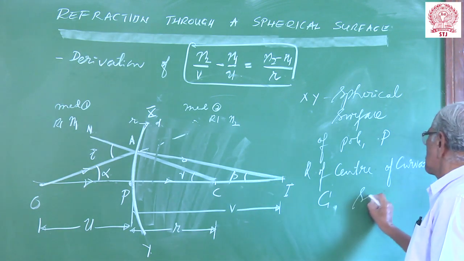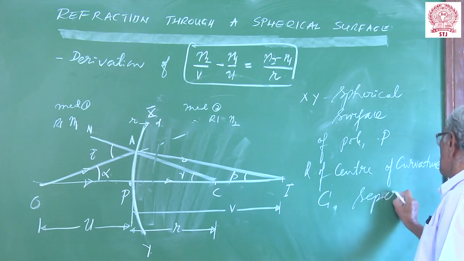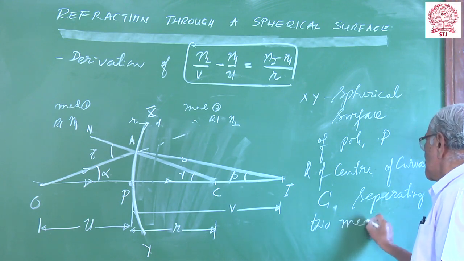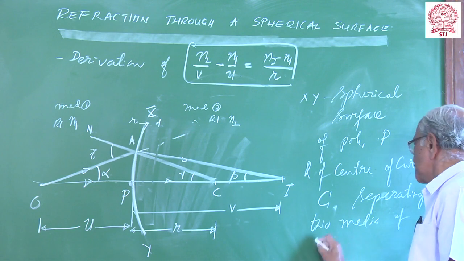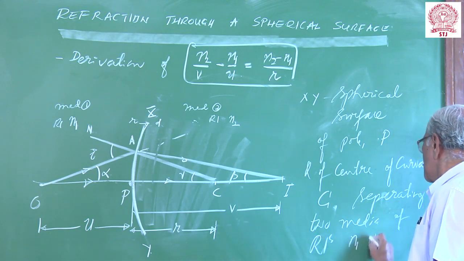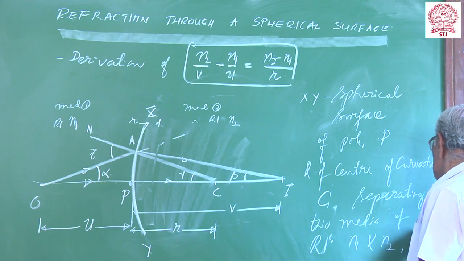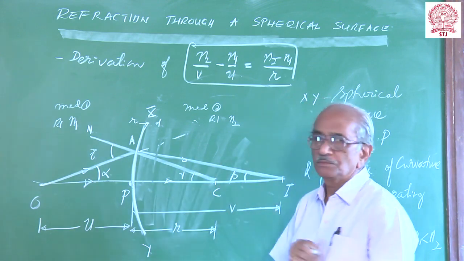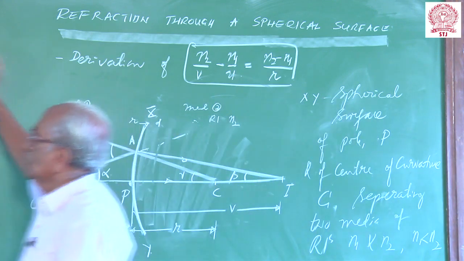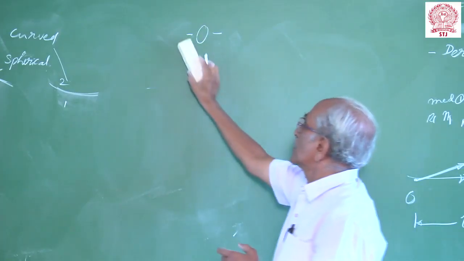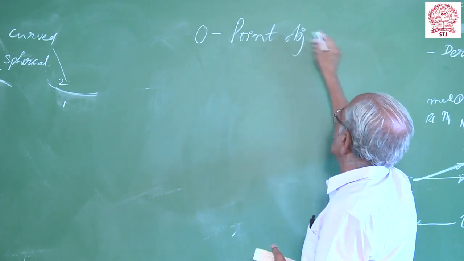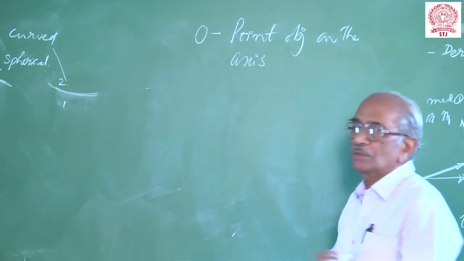Separating two transparent media of refractive indices N1 and N2, such that N1 is less than N2. That means this is the rarer medium and this is the denser medium. Now, O is a point object on the axis of the spherical surface XY.